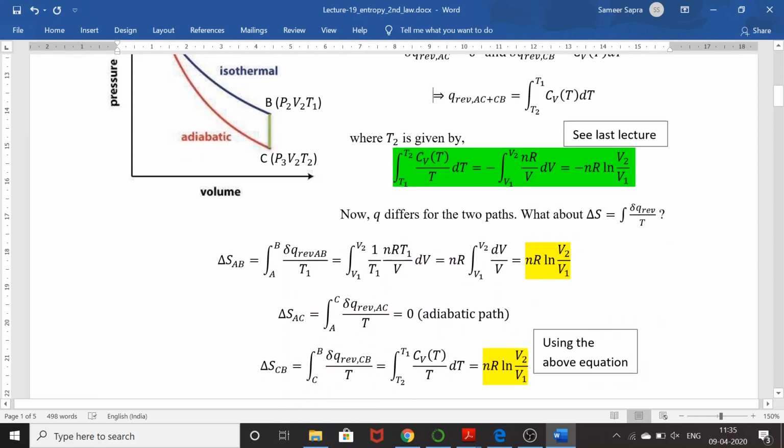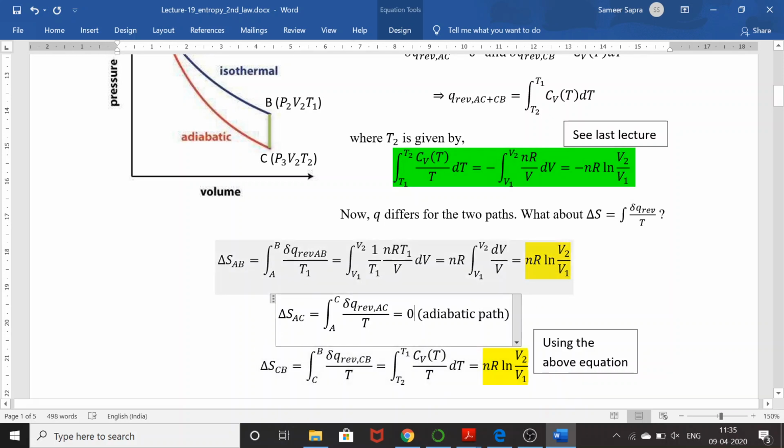And for the adiabatic plus isochoric case, for the adiabatic step I know delta Q is 0, so the entropy change is also 0. For the isochoric case, delta S is the integral from T2 to T1 of Cv/T dT. And we've already seen from the last lecture that I could straight away use the result nR log V2/V1.